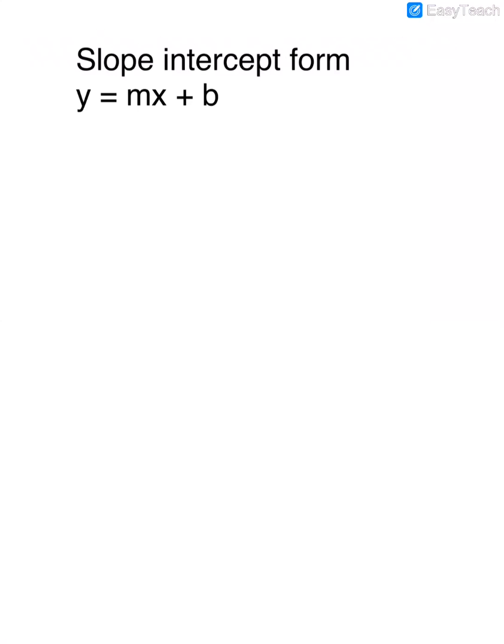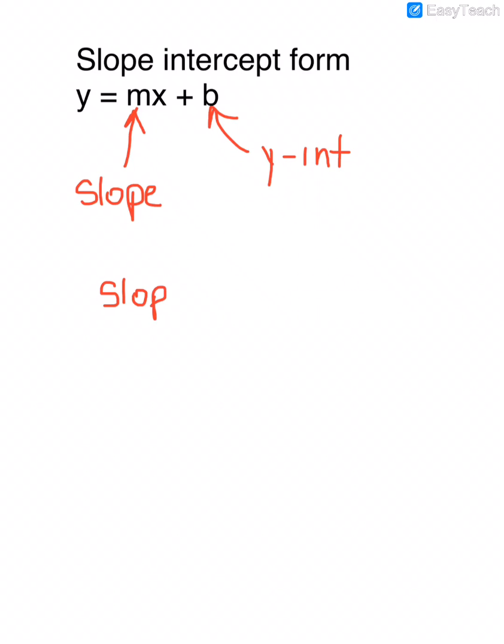Graphing linear equations. Today we'll be graphing linear equations that are in slope-intercept form. Slope-intercept form is y equals mx plus b, and when an equation is in slope-intercept form, the m represents the slope of the line, and b is our y-intercept. The y-intercept means where our line is going to cross the y-axis. You also need to know that slope is rise over run, and we'll talk more about that in just a minute.